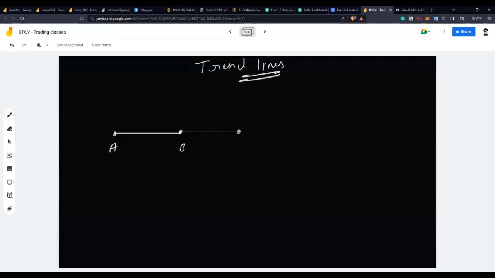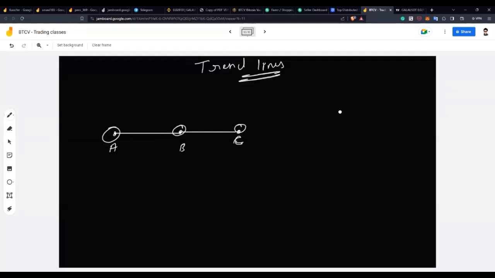Okay, and then you connect these 3 dots in a straight line, and then you call it a trend line. Okay, now it's a trend. Now there is something going on. So that's what we need: 3 dots, and then we can call it a trend line, first and foremost.